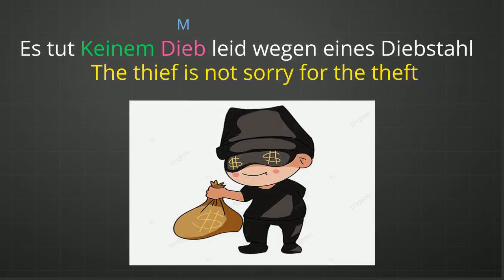Es tut keinem Dieb leid wegen eines Diebstahls. Dieb is a masculine gender noun which is the indirect object in this sentence. We are using a negative article for Dieb and that is why that negative article should be in dative case, and that is why keinem is there for the Dieb indirect object.